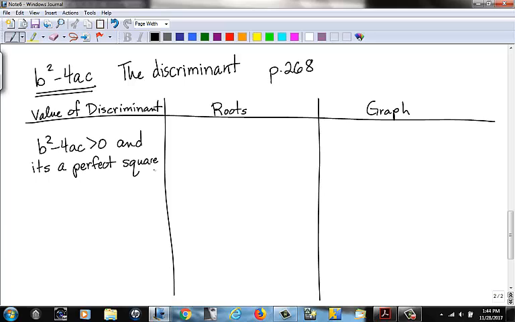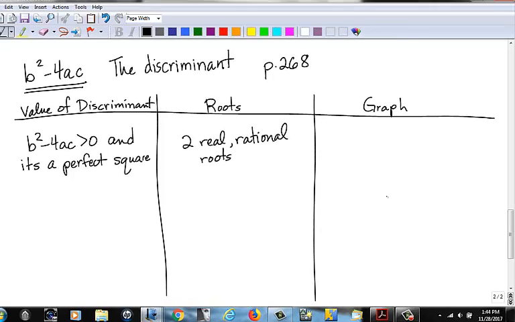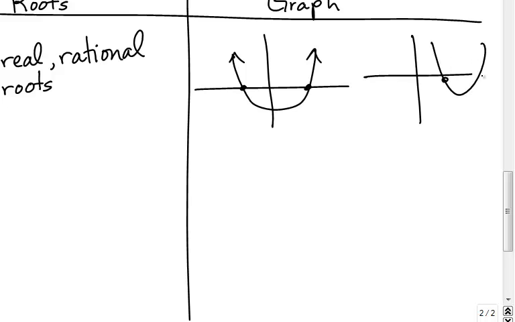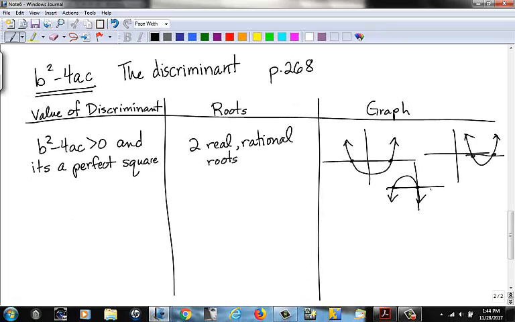If the discriminant is a perfect square greater than 0, you're going to have 2 real rational roots. That means your graph is going to look like this. It's going to cross the x-axis at 2 points, whether it opens up or down. Might open down like that, crossing 2 points. 2 real rational roots. So that'd be like, say, 3/4 and -1. Those are rational numbers.